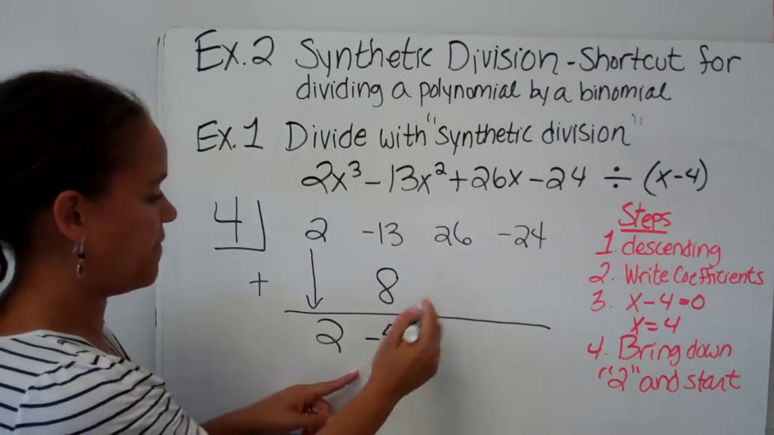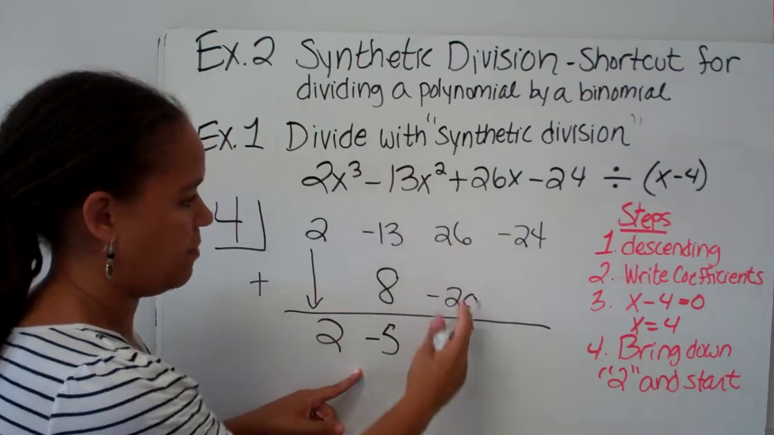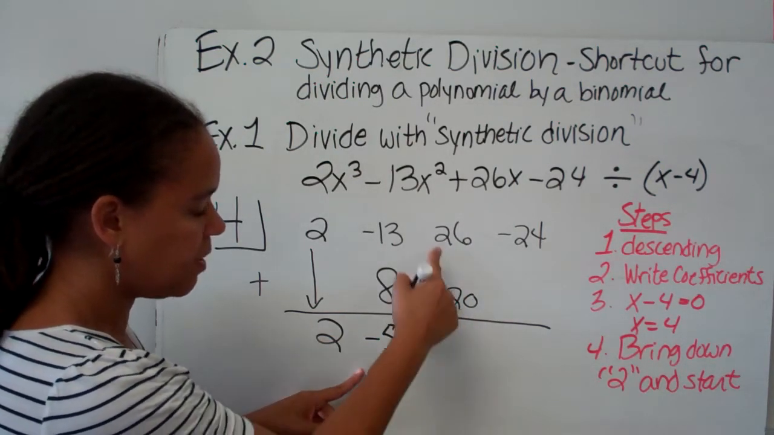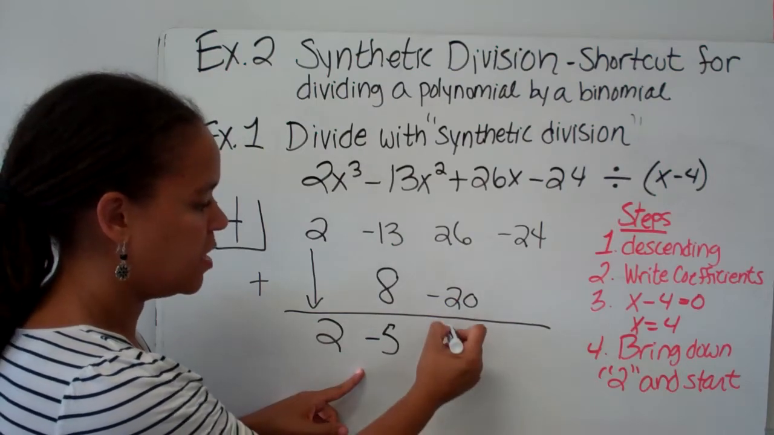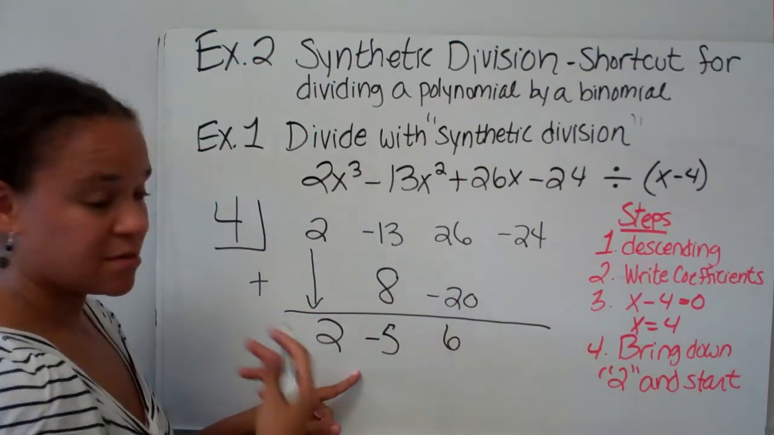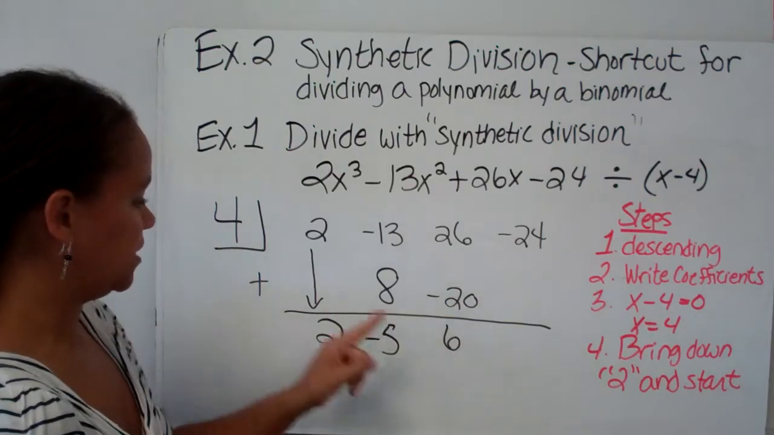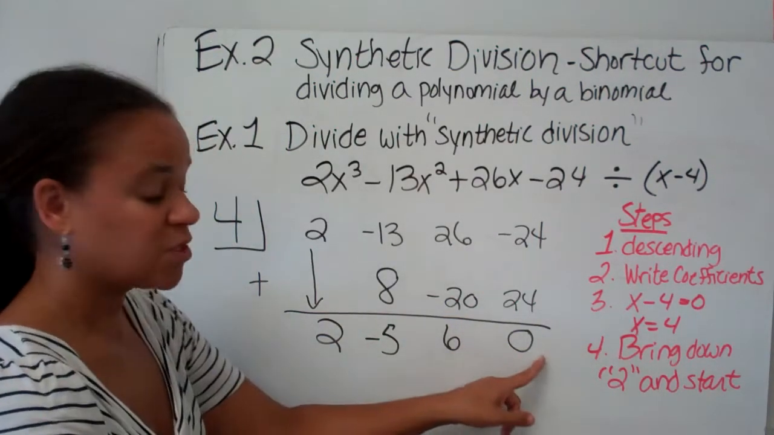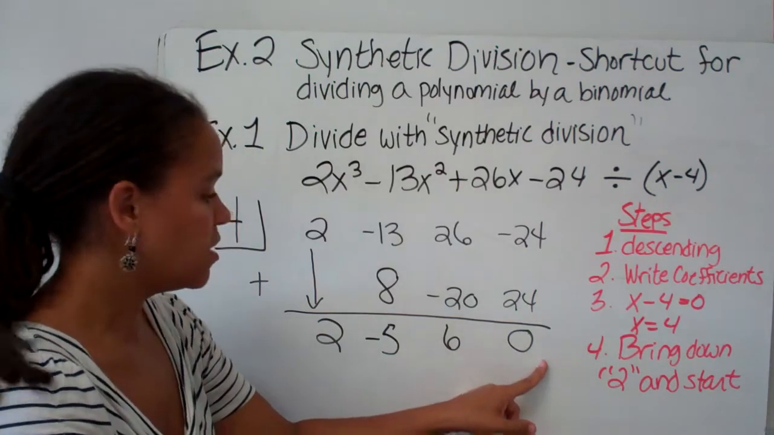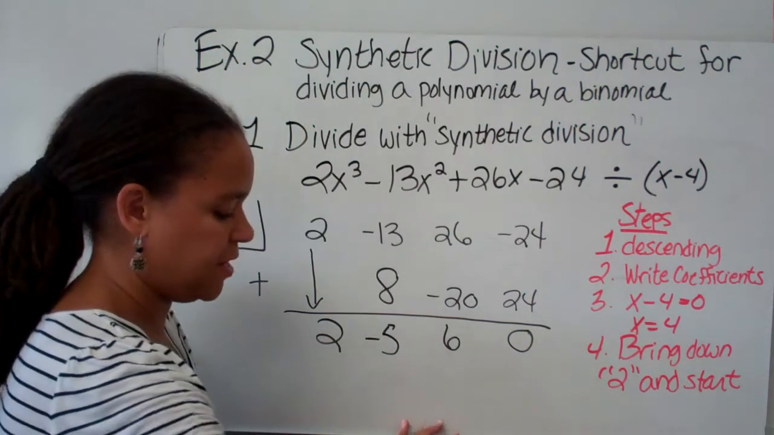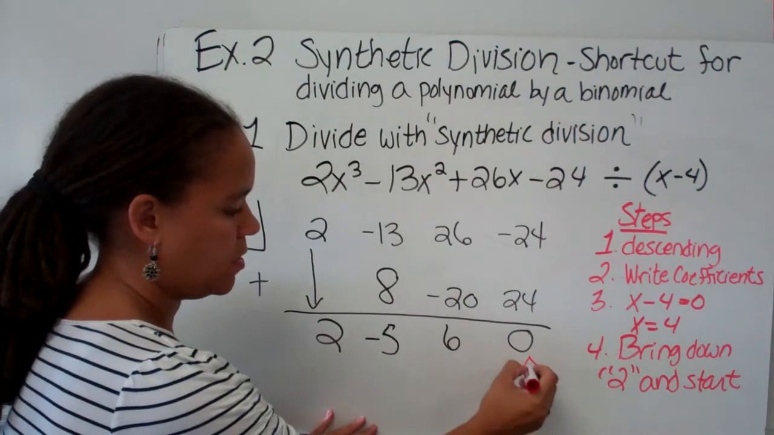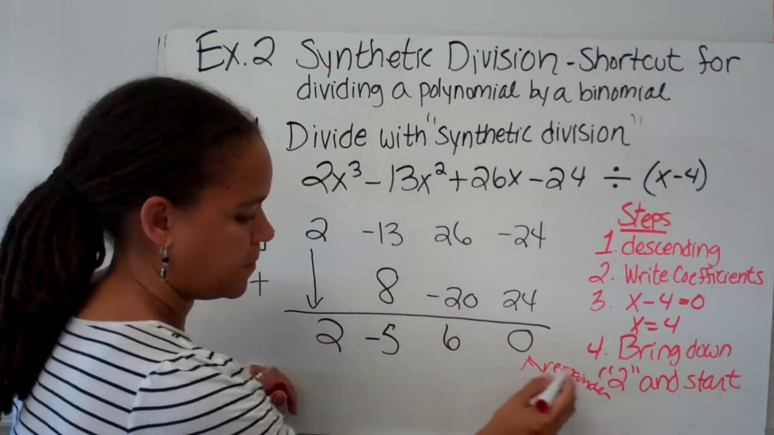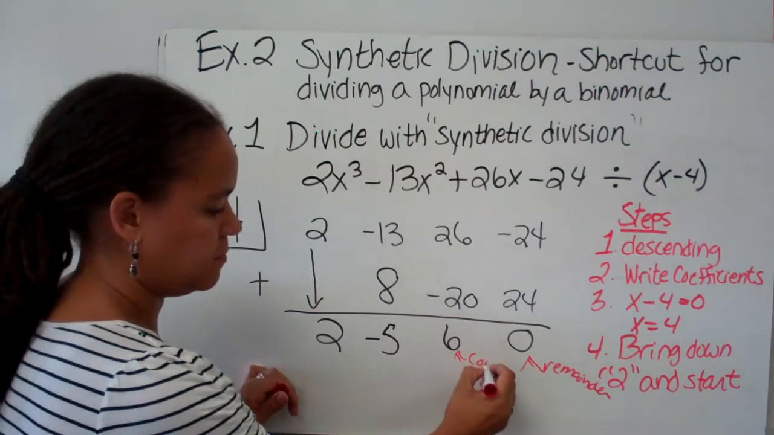4 times negative 5 is negative 20. Add them up. 26 plus negative 20 is going to be 6. Multiply again. 6 times 4, 24. Add them up. 0. So we have no remainder here. That's nice. So the way this works, this last number is the remainder. This would be the constant.